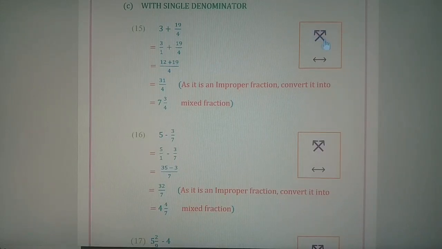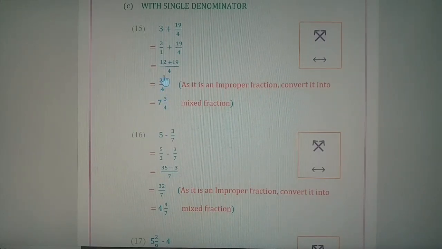So this pattern we have to remember. This is called the cross multiply method, and we use the cross multiply method for addition of fractions having different denominators. So here 12 plus 19, the numerator will become 31 and the denominator 4 we copy as it is. 31 upon 4. Now 31 upon 4 is an improper fraction because the numerator is bigger than the denominator. And the answer should never be written as an improper fraction. We have to always convert the final answer into a mixed fraction or a simple proper fraction.